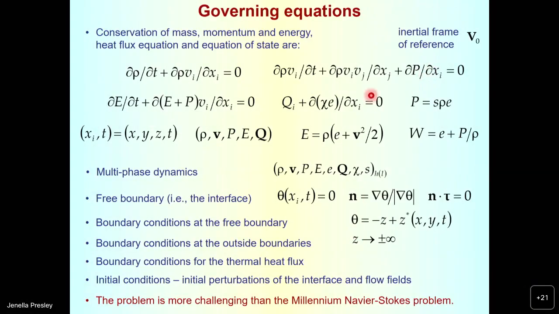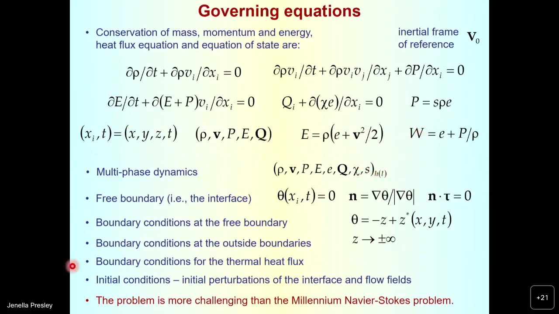We have the conservation of mass, momentum, and energy, as well as the heat flux equation here, right? And we have also the equation of state, which we may presume to be an equation for an ideal gas. Our x and t make it a three-dimensional problem: three-dimensional spatial coordinates and time. These are the fields of the density, velocity, pressure, energy density, and heat flux, which might be defined in one fluid or in the other fluid. Our energy density depends on the internal energy and also on the velocity of the fluid motion, and W is an enthalpy.